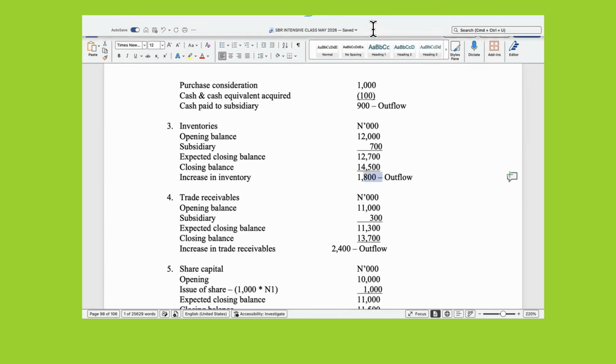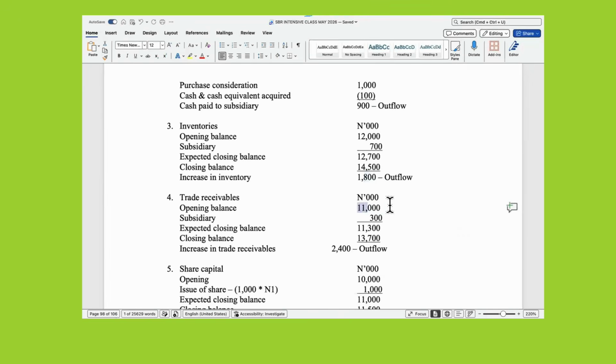For the trade payables, the opening 11,000, subsidiary 300, expected closing 11.3. I compare that with the 13.7. So there's an increase of 2.4. It's also an outflow.